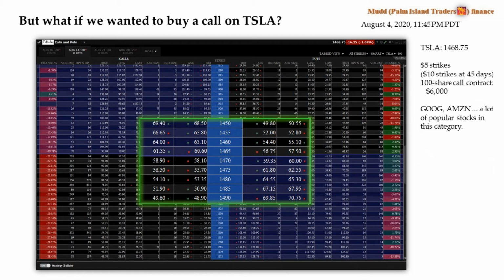Well, we can see that if you wanted a 100-share call contract, that's going to cost as much as $6,000. Google, Amazon, and a lot of other popular stocks are in this category. So it's very clear when looking at this, although we might be able to afford a 100-share call contract for AMD, which is only going to cost, say, $400 or so, maybe not so much for Tesla because the equivalent here costs $6,000. So what can we do? Well, perhaps we can do a call debit spread instead. That will make this contract affordable.